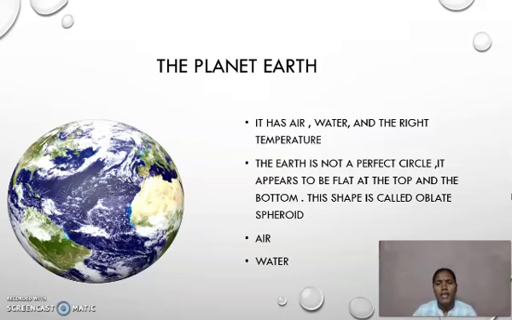Then what does air need? Why do we need air? And how many gases does the air contain?